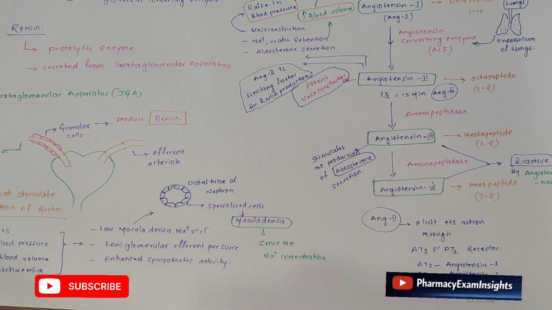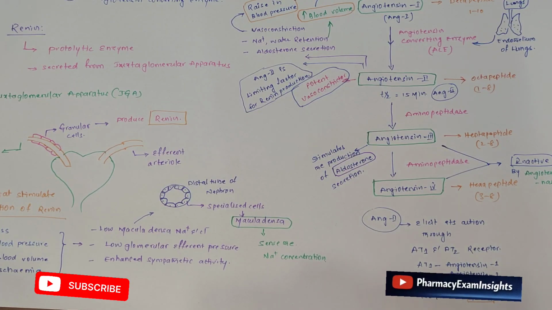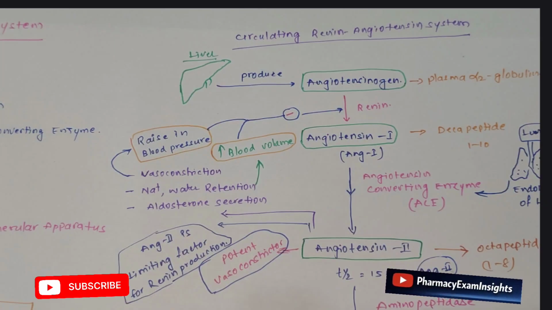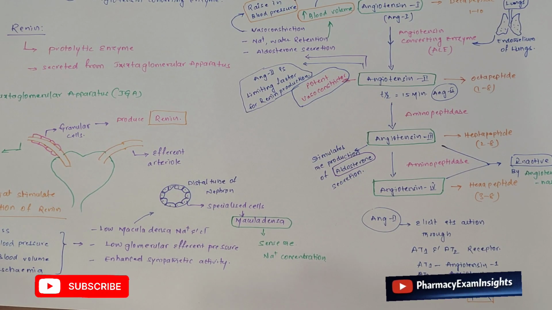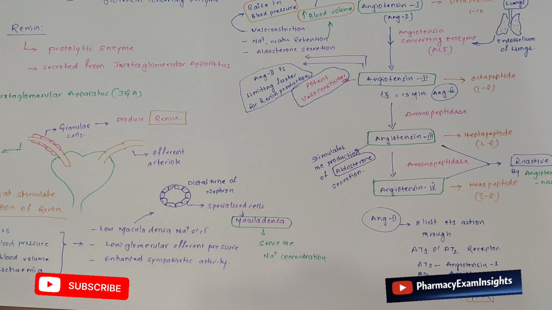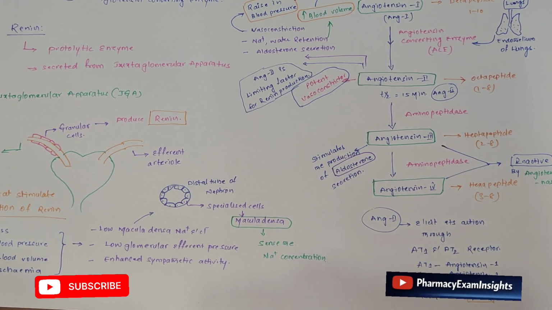Coming to the circulating renin angiotensin system, the liver produces angiotensinogen. This is a plasma alpha 2 globulin. Due to renin, this angiotensinogen converts into angiotensin 1. It is a decapeptide. Angiotensin converting enzyme will be produced from the endothelium of the lungs. This angiotensin converting enzyme will convert angiotensin 1 into angiotensin 2. This is the octapeptide. Angiotensin 2 is a potent vasoconstrictor.